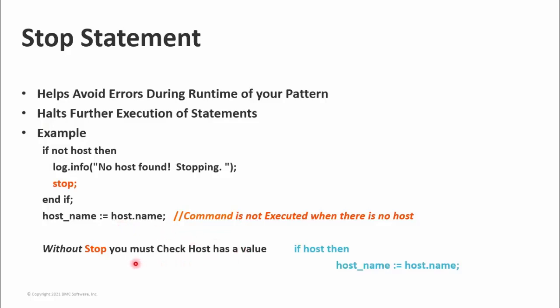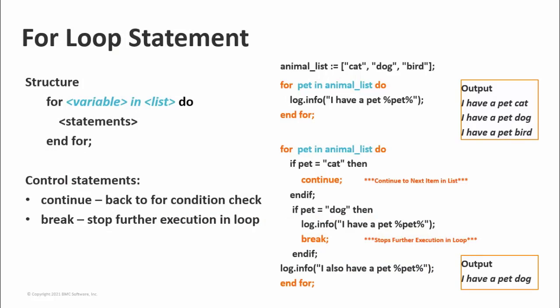So without stop, you would have to check that the host has a value before calling host.name. And here's an example of that. If host, then hostname : host.name. So this basically caused my pattern to be indented further over, whereas if I had used the stop statement, then the rest of my pattern really doesn't have to be indented. And really my pattern is safer. If someone else comes along and edits my pattern not understanding it fully, they're less likely to make a big mistake. Okay, next we will talk about for loops.